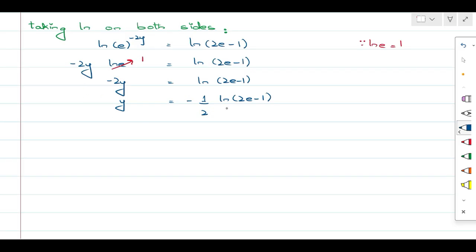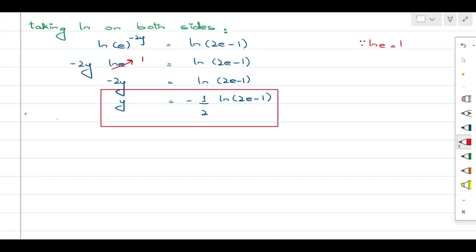I divide by minus 1 by 2 on the other side. So this is the exact form of y: minus 1 by 2 natural log of 2e minus 1. Yes, so this is the exact solution, y in terms of x when x is square root of 3. That is the final answer.